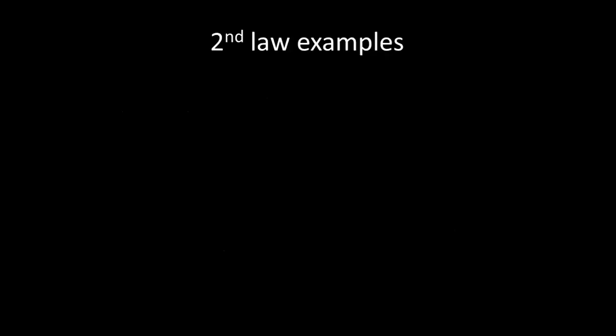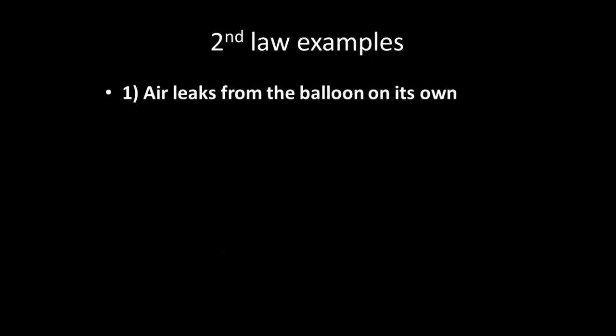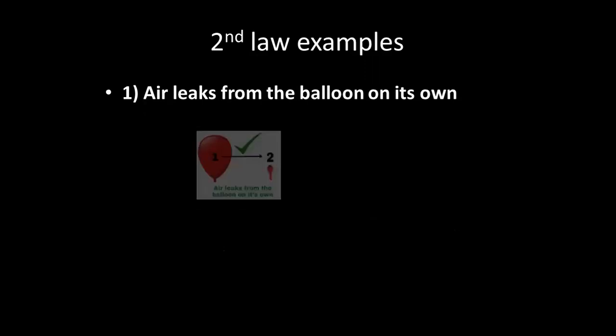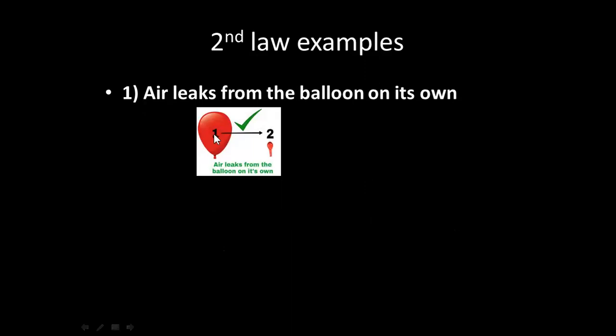Okay. Now we have the following examples for the second law of entropy. The first one is air leaking from a balloon on its own. As you can see here, when we say entropy, it is actually the degree of disorderliness. From the ordered, inflated form of your balloon, as the air leaks, it will deflate into this form. Take note, entropy is the degree of disorderliness.